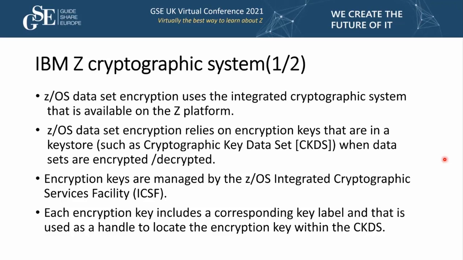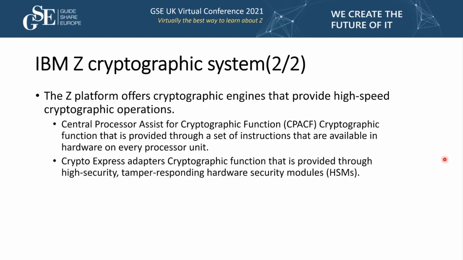ICSF. Each encryption key includes a corresponding key label. The key label is used as a handle to locate the encryption key within the cryptographic key dataset. The IBM Z platform offers cryptographic engines that provide high-speed cryptographic operation. Central processor assist for cryptographic function is provided through a set of instructions that are available in hardware on every processor unit. Crypto Express adapters' cryptographic function is provided through high security, tamper responding hardware security modules.